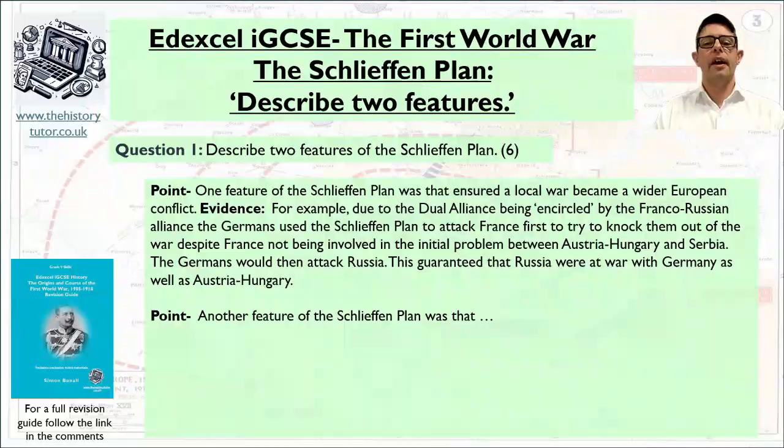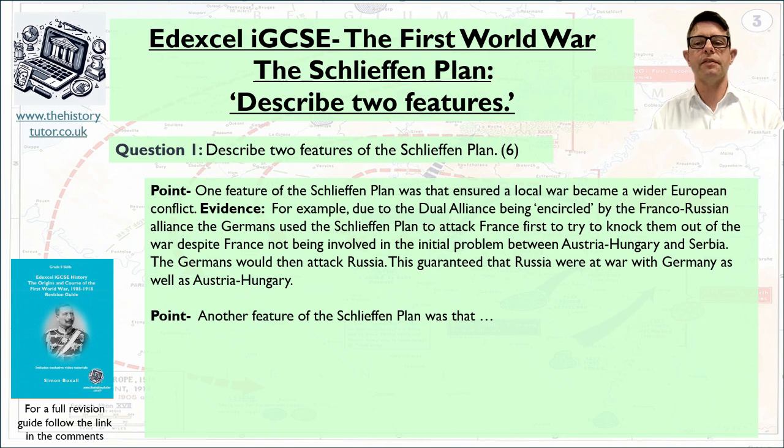Okay, so I've said, for example, due to the dual alliance being encircled by the Franco-Russian alliance, the Germans used the Schlieffen Plan to attack France first. They're going to try and knock them out of the war, despite France not even being involved in the initial problem between Austria-Hungary and Serbia. This obviously, therefore, creating a wider conflict. The Germans would then attack Russia. This guaranteed that Russia were in the war fighting Germany as well.